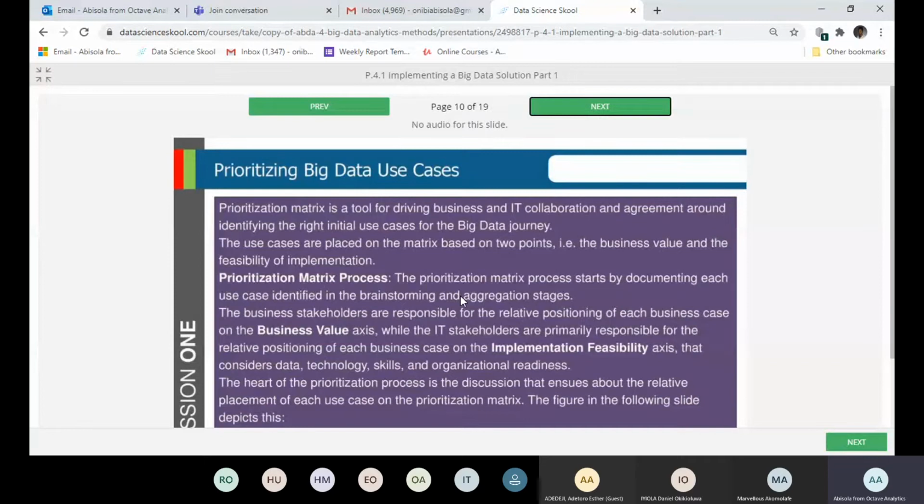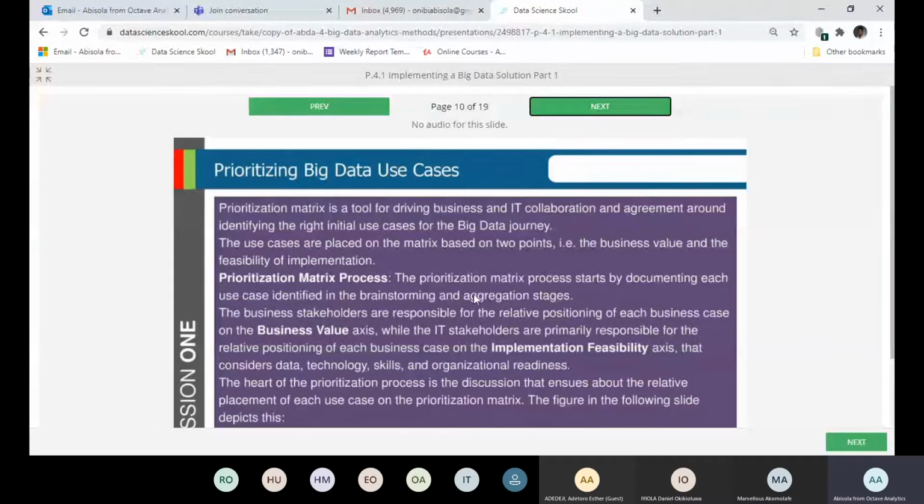Okay, so the prioritization matrix is based on 2 things. It is a 2 by 2 grid, right? You would see the diagram now, and it's based on 2 things: the business value, 1, and the feasibility of implementation, 2. So it is based on the business value and the feasibility of implementation. The feasibility of implementation on the x-axis, while the business value on the y-axis. And I'll be showing us that now in a bit. So prioritization matrix process.